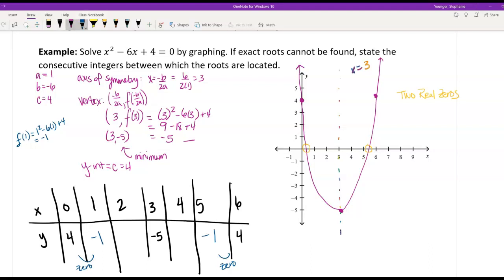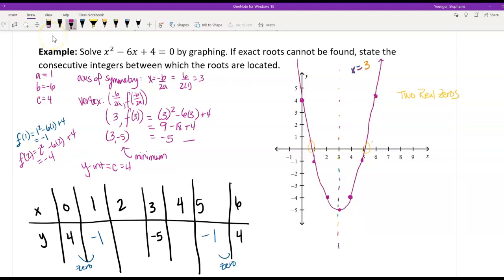So let's go ahead and let's redraw this graph. I now know that 1 is negative 1, and 5 is also negative 1. So that's just added 2 more points onto our graph. If we were going to do f of 2, just to fill it out, we get 4 minus 12, which is negative 8, plus 4 is negative 4. So now I have 2, negative 4 and 4, negative 4. So we just added some more points. So let's go ahead and redraw that curve.